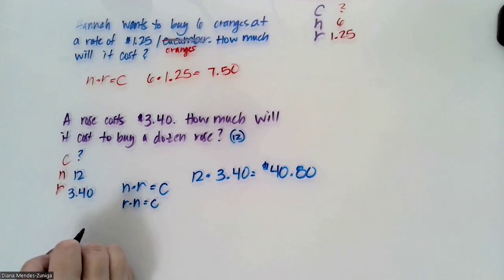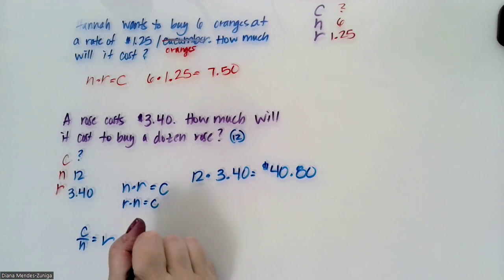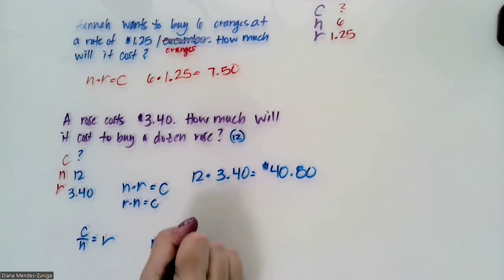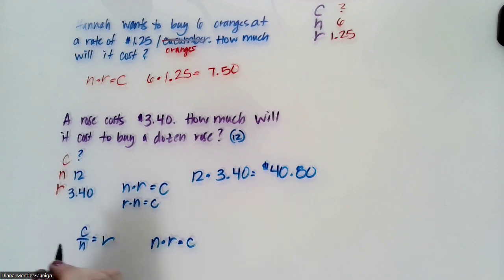We did have the C over N equals R, and now we're doing the N times the R equals C, or R times N equals C. So we're going to change this formula to fit whatever needs we have, just like we did the distance and the rate and the time.